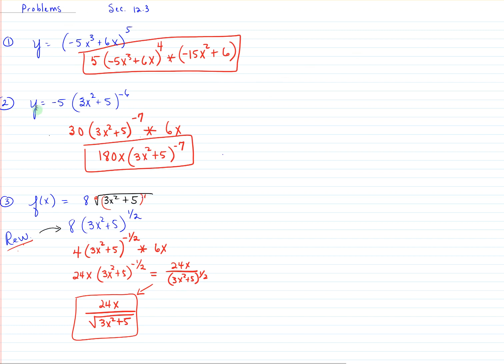So on this one, number 2, same idea. We're going to say negative 6 times negative 5 is 30 times this. Now take 1 away, so that's a negative 7 times derivative here is 6x. I did multiply the 30 times the 6x here, put that and that to the negative 7.